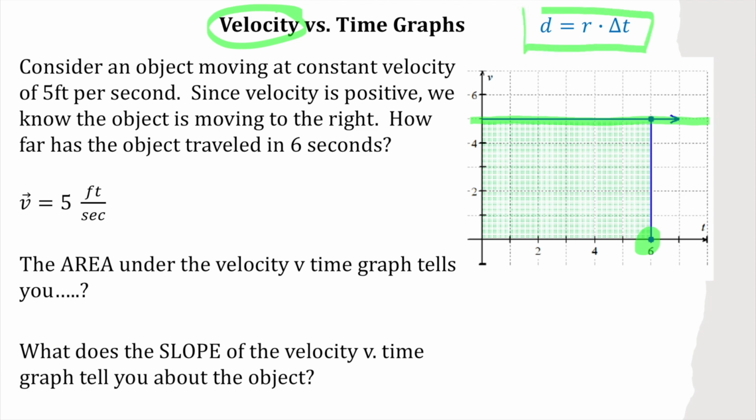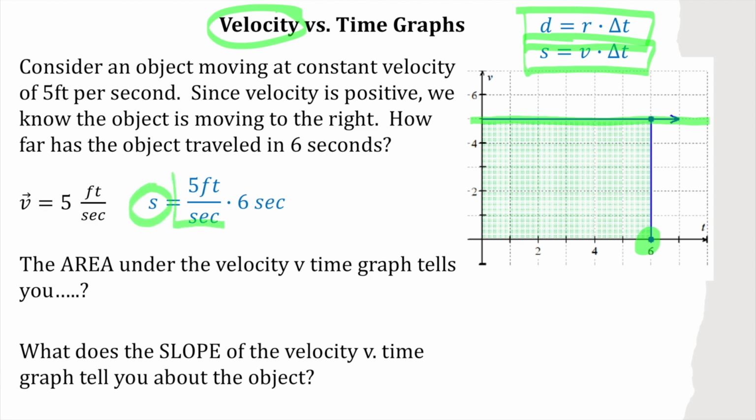Perhaps you already know that distance equals rate times time. Position equals velocity times the change in time. So what do we know? Our position is velocity, 5 feet per second, times how long it was going that fast. And the seconds cross out, and what you're left with is 30 feet.